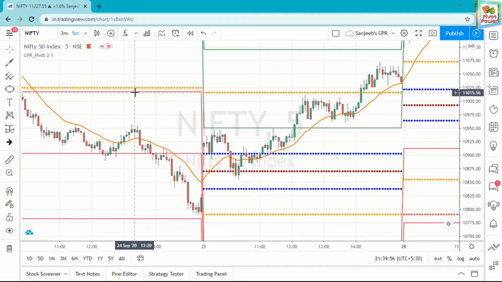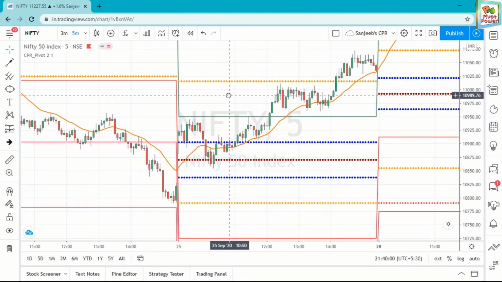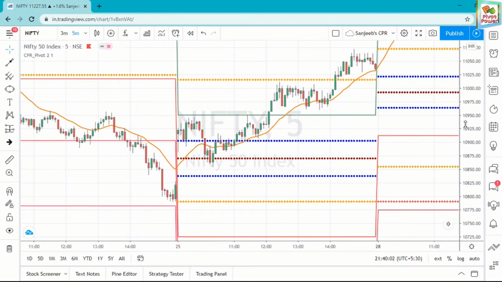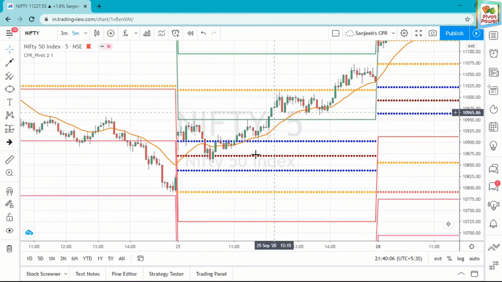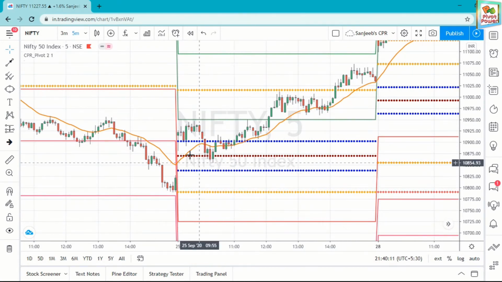The second strategy is the support and resistance strategy. In support and resistance, I am using the pivot and CPR and the previous day low. This is the previous day low and previous day high. This is the CPR, the central pivot range.